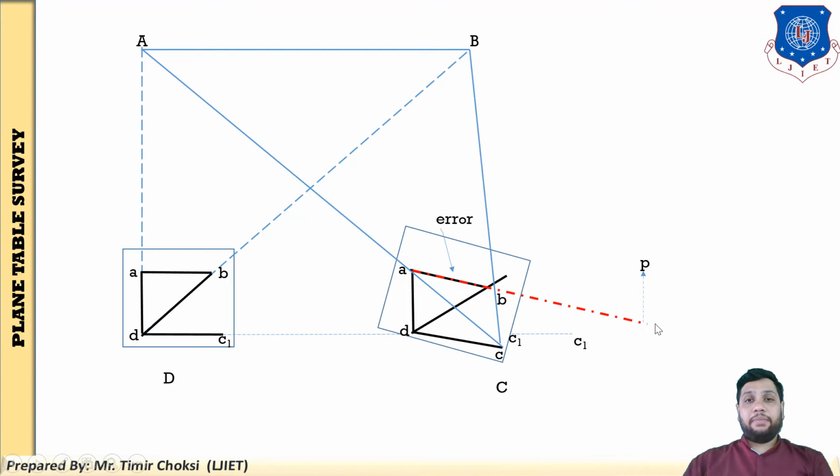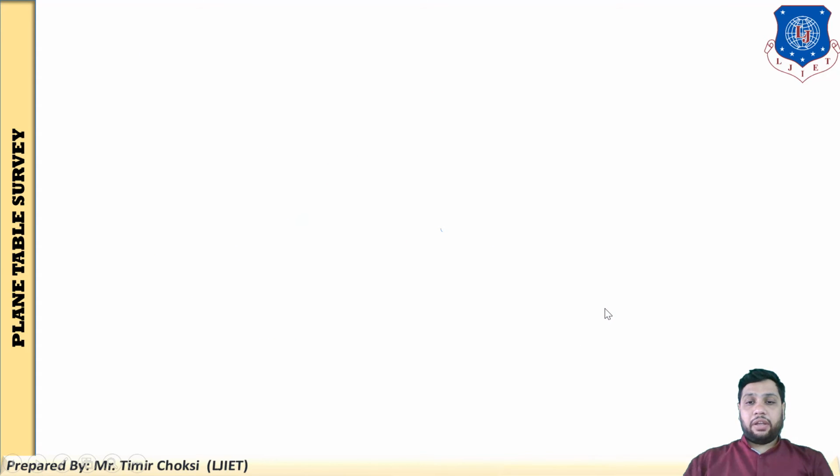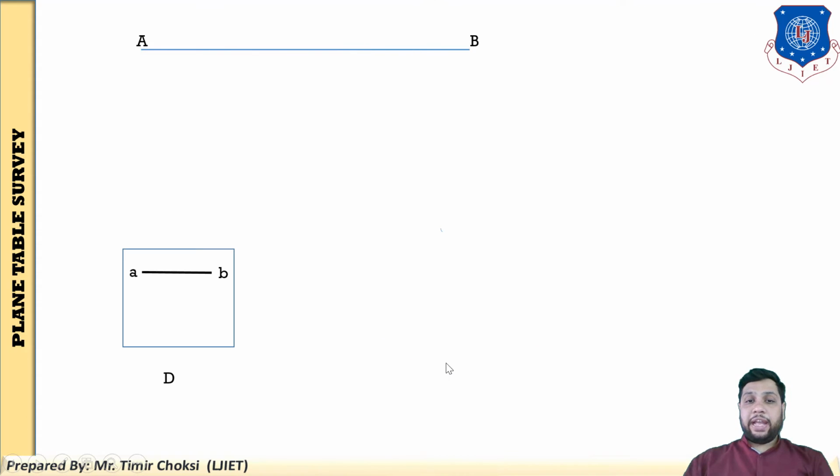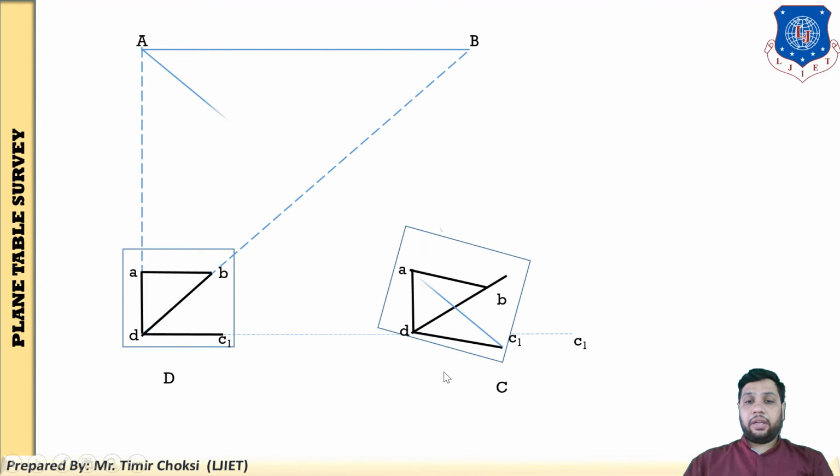Then you clamp the plane table, fix the plane table. Okay, so the required turn will be like this. Your required turn will be A to B to A to B dash. After rotating the plane table, your lines A, B and P coincide, meaning one line, A, B and P coincide with each other. Okay, so after the orientation in the right position, now you have to establish the point C.